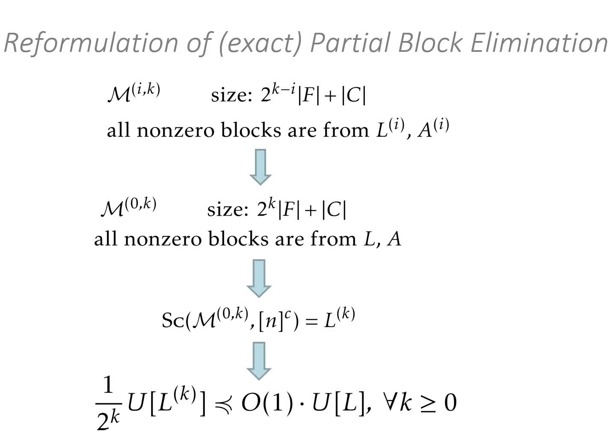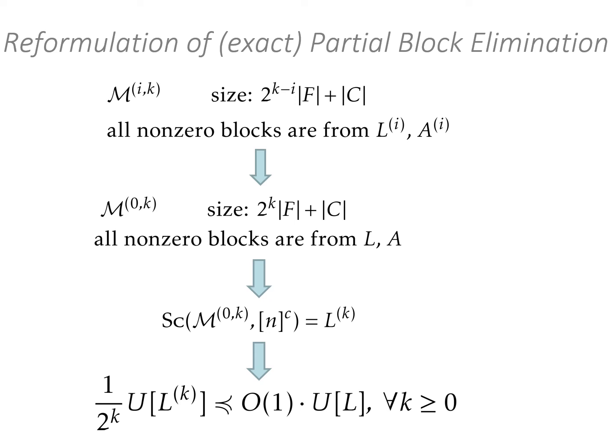For each Lk, we define a sequence of Mik. We initialize Mkk to be Lk, and we construct Mik from Mi+1,k so that Mi+1,k is a short complement of Mik. Then Lk will be a short complement of M0k. In addition, for each i, all non-zero blocks of Mik are from the partially eliminated Laplacian Li and the corresponding Ai. Then all non-zero blocks of M0k are from the initial L and A.